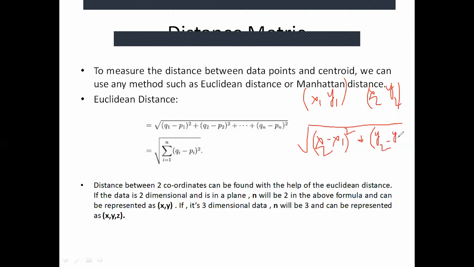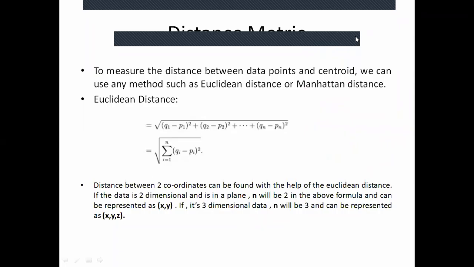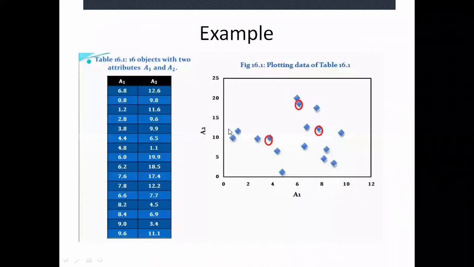If you are having y2 minus y1 whole square, this way you need to write it down. Here I'm taking two features. If you have more than two features, like n features, the formula becomes (q1 minus p1) whole square plus (q2 minus p2) whole square, and so on, up to (qn minus pn) whole square. Here I'm taking more than one dimension, like n dimensions, n features. So this formula you already know, how to find the Euclidean distance.